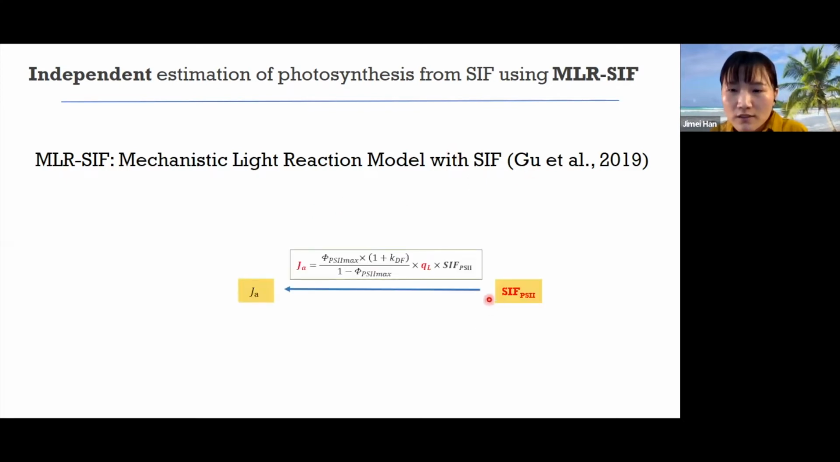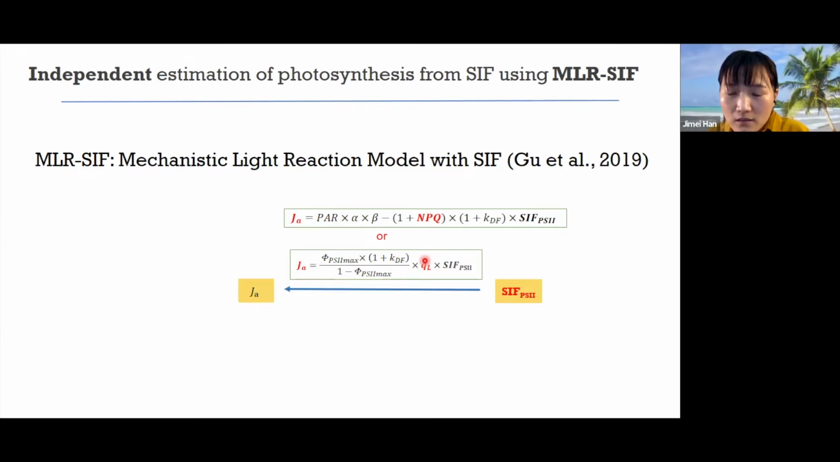Specifically, this model first utilizes SIF to calculate the actual electron transport rate with the QL-based equations. Here, QL is the fraction of open reaction centers. We can also use the NPQ-based formulations to calculate the actual electron transport rate. These two equations are mechanistically equivalent, but here we only choose the QL-based equations. That is because although these two equations are theoretically equivalent, practically they have different complexities.